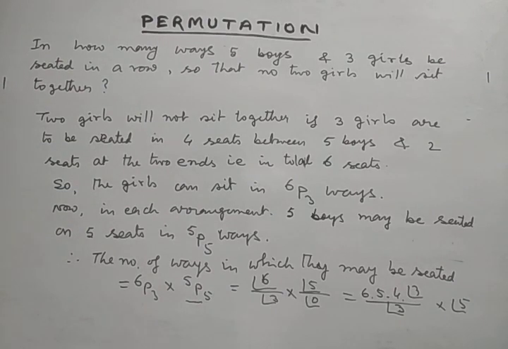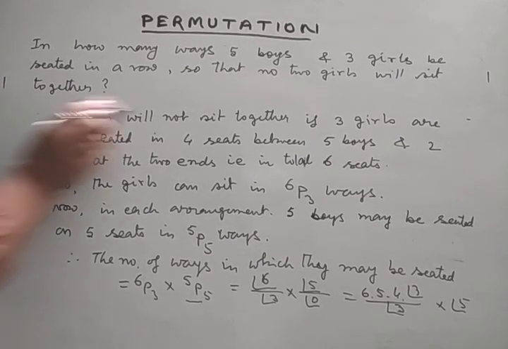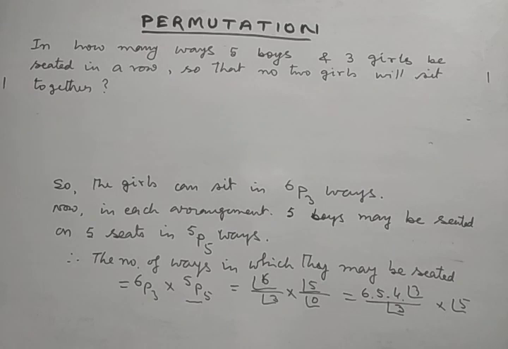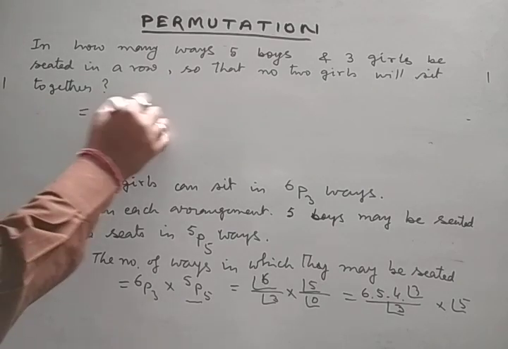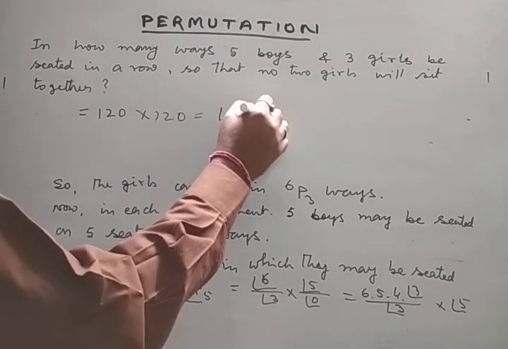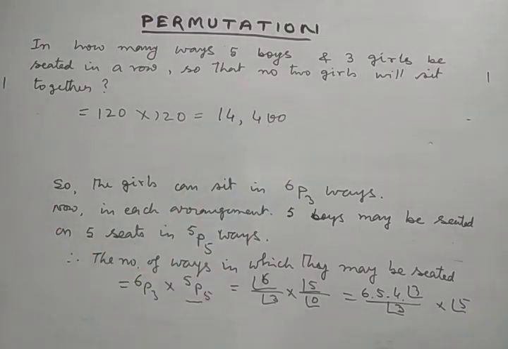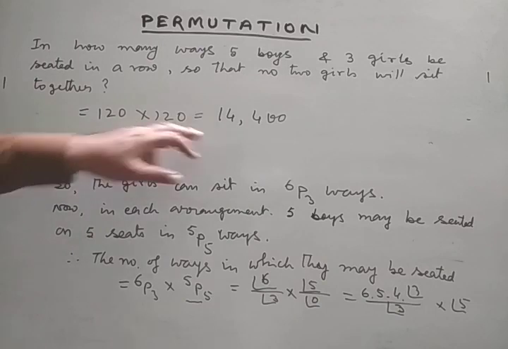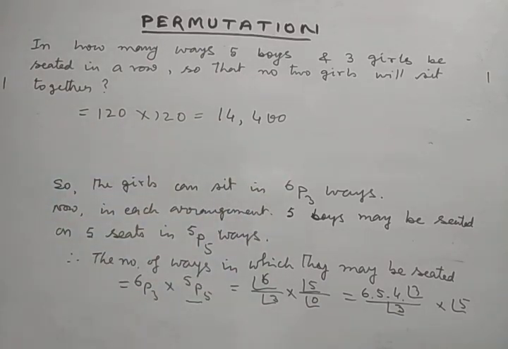তাই না? তার মানে কত আসছে? কেমন আসছে দেখ 6 into 5 into 4 into 3 factorial, কেমন হচ্ছে 120 into 120. তাহলে 120 into 120 that means 14,400. ঠিক আছে, তাহলে কি দেওয়া হলো? The total number of ways in which they may be seated is 6P3 into 5P5, that is 120 into 120, কত হলো 14,400 ways.